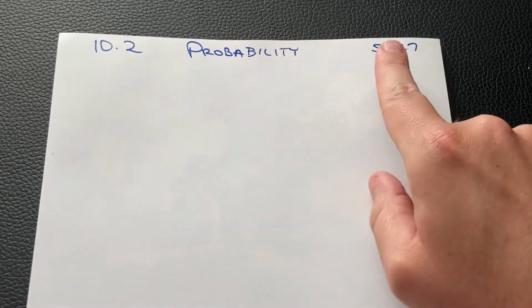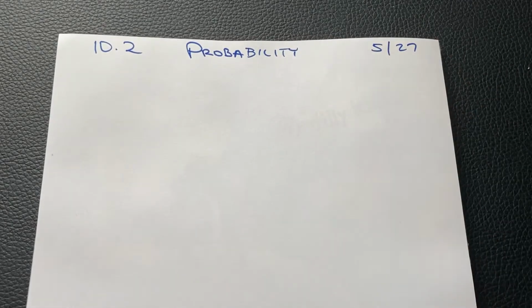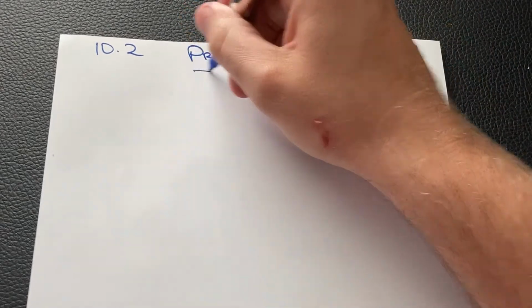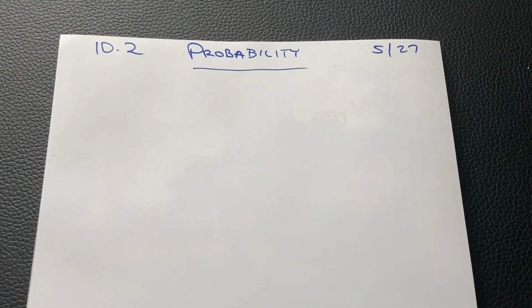Probability is the title. May 27th is our date. So the first thing we need to realize is what is probability and why does it matter to me right now in math?